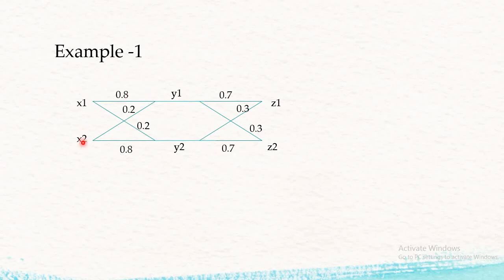Example. This is the first example given to us. Find the channel capacity of the cascaded channel. Cascaded means we have two channels in cascaded format. This is your first channel and this one is your second channel. For the first channel, your input is x1 and the output is y1. For the second, your input is y1 and the output is x1.